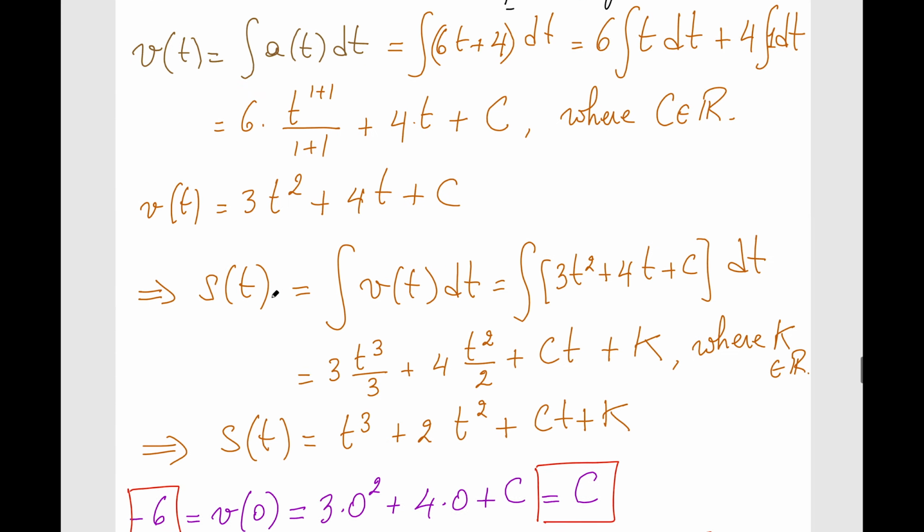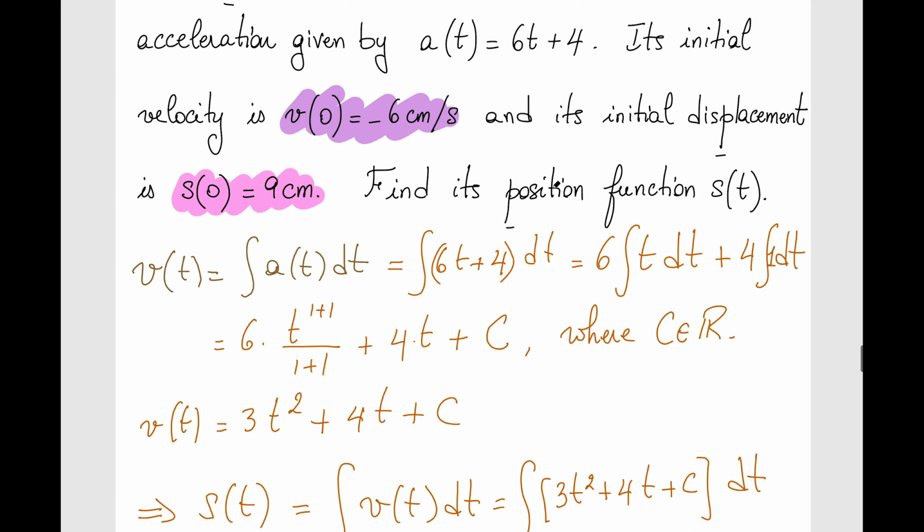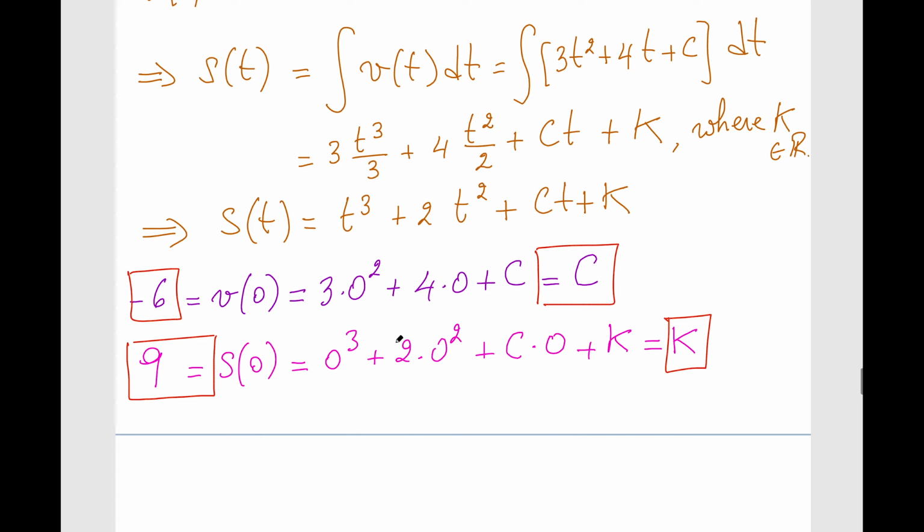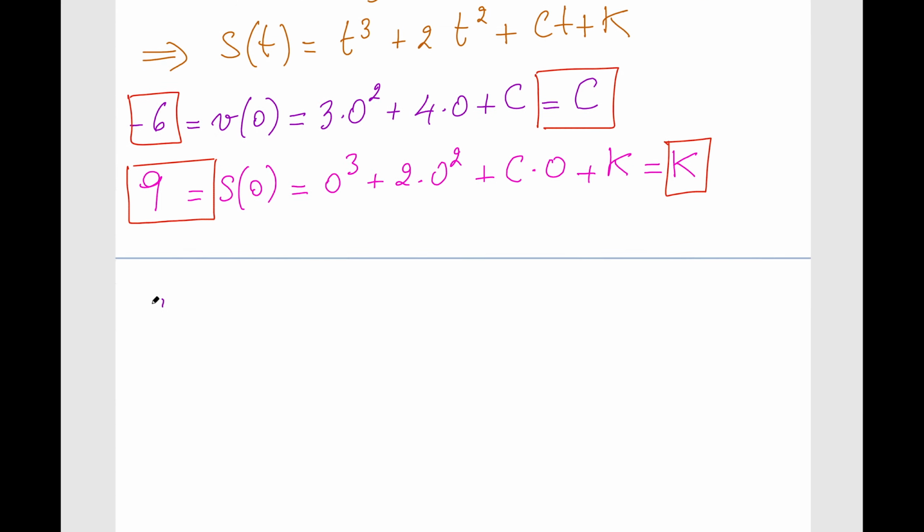So what's s(t)? This is what they want, the function s(t), the position function of the object, of the particle. So as a consequence, let me go back to the brown color here.